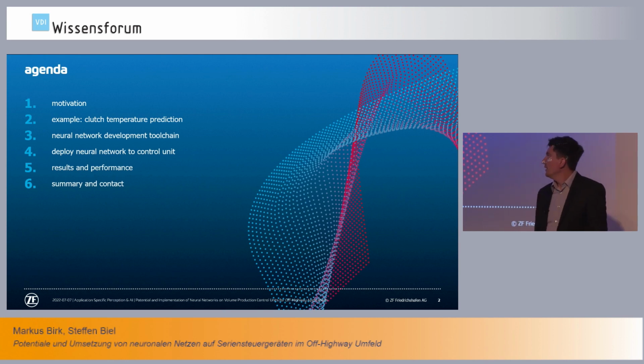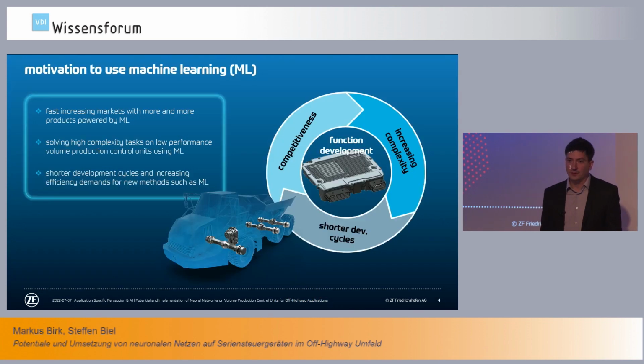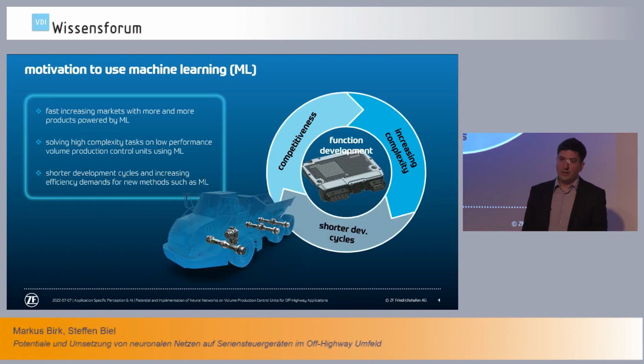After that, we'd like to give you some details on the tool chain that we're using for training the neural networks. After that, chapter 4, we're going to talk about how to deploy neural networks on a transmission control unit. And then, of course, we'd like to share some results with you before we summarize the talk and give you an outlook.